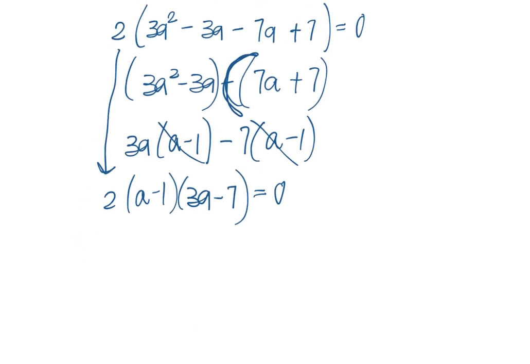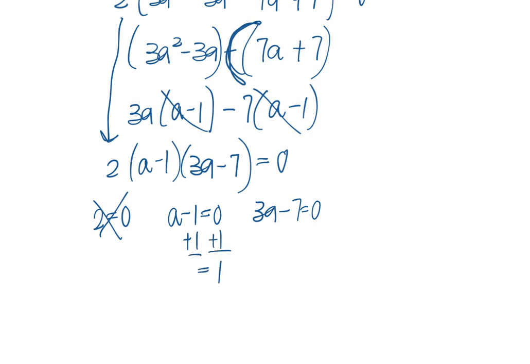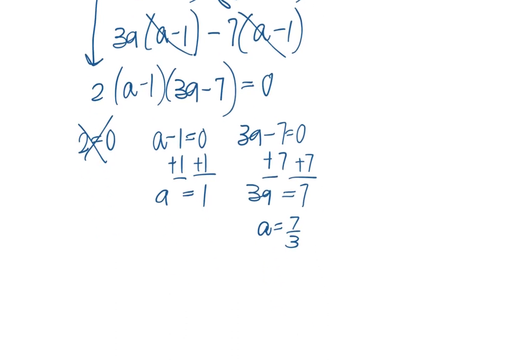We're going to set all the factors equal to 0. That's not a true statement. And over here, move the 7 over, divide by 3. So a equals 1 and 7/3.